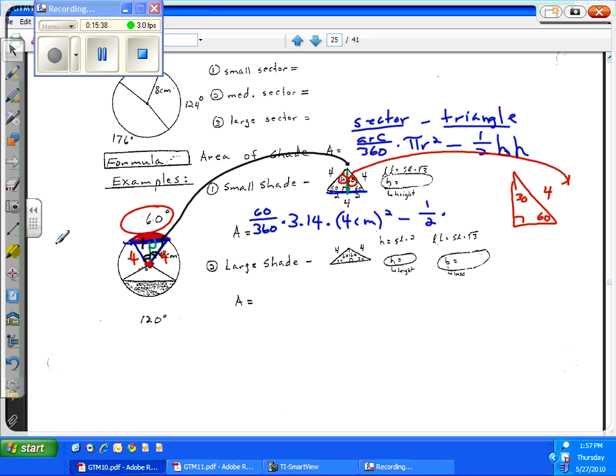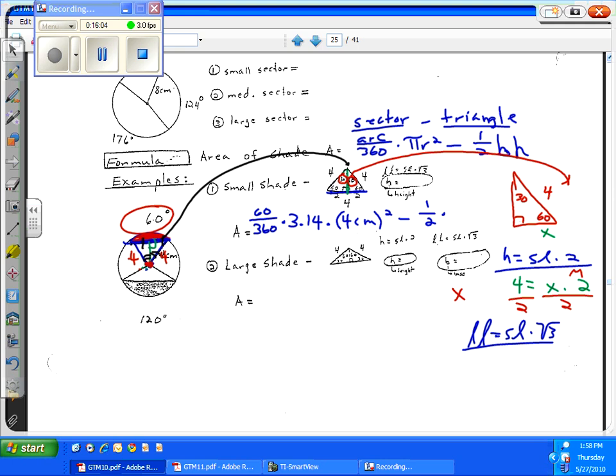In a 30-60-90 right triangle, the hypotenuse is equal to the short leg times 2, and the long leg is equal to the short leg times the square root of 3. Now what we know is the hypotenuse. So hypotenuse 4 equals short leg, which I'm going to call x, times 2. So we divide by 2, and we get short leg x equal 2.